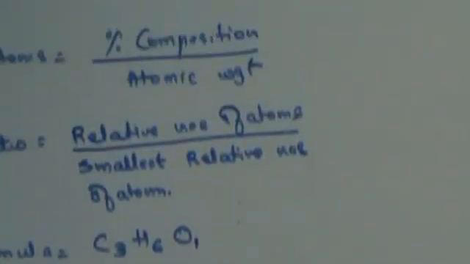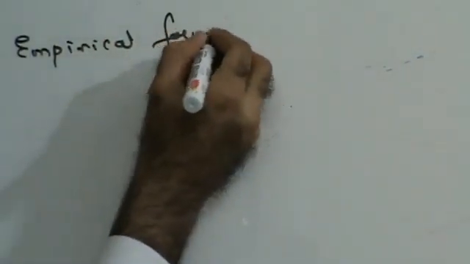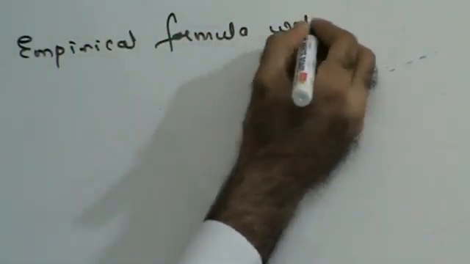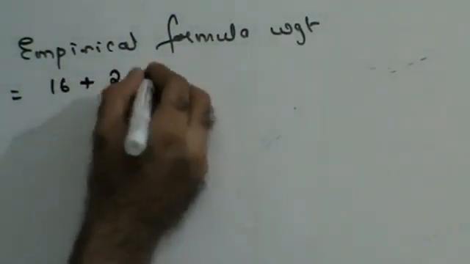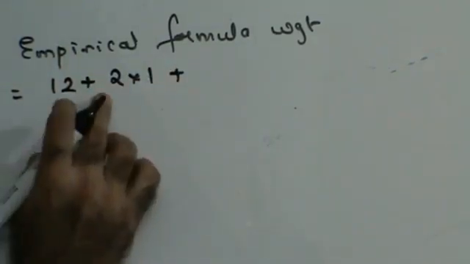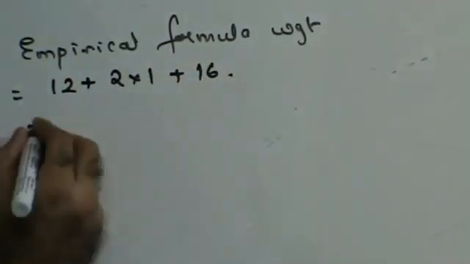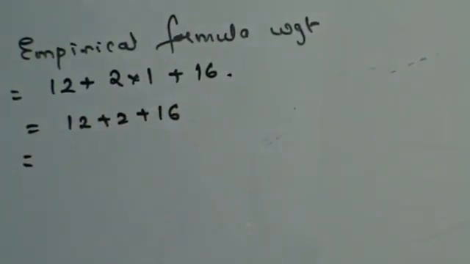Once I have the empirical formula, I can find out the empirical formula weight. So this was C. Sorry, C is 12, H is 1, O is 16. So 12 plus 2 into 1 plus 16. So 12 plus 2 plus 16. So when you work this out, this comes to 30.